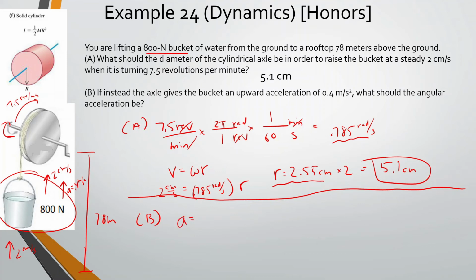So we know acceleration is equal to alpha times r. So acceleration is 0.4. Alpha, we don't know, that's what we're looking for, but we now know what the radius is, which is going to be, and since this is given to us in meters per second squared, let's change this to meters. So it's going to be 0.025 meters. Now, let's figure out what alpha is from this. 0.4 divided by 0.025 gives 15.69 radians per second squared.